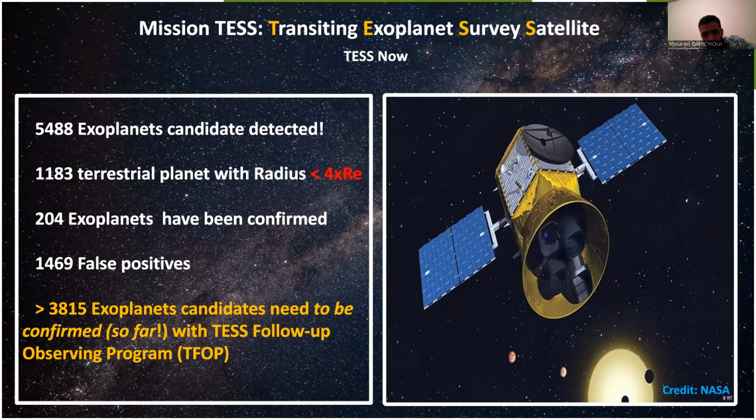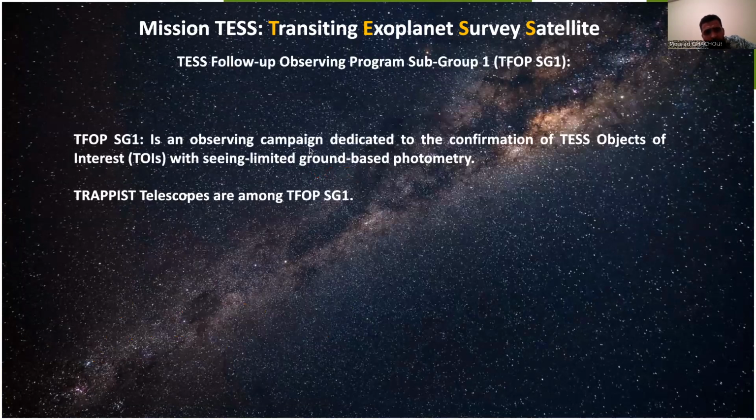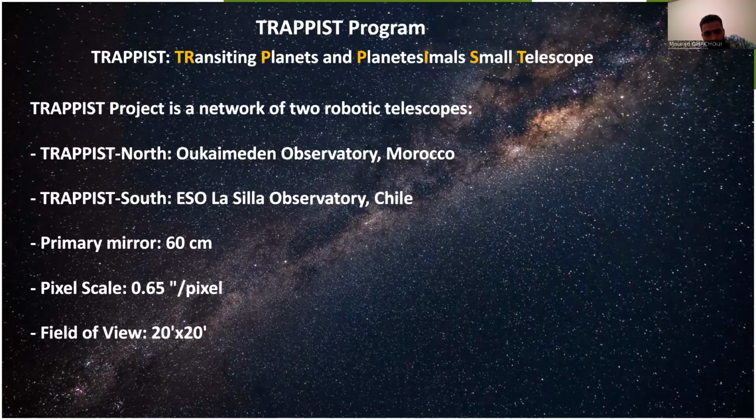To do so, the TESS team has created the TESS Follow-up Observing Program, referred to as FOP. It is an observing campaign dedicated to the confirmation or rejection of TESS objects of interest, TOIs, with seeing-limited ground-based photometry. And the TRAPPIST telescopes are part of this campaign. TRAPPIST is the acronym of Transiting Planets and Planetesimals Small Telescope.